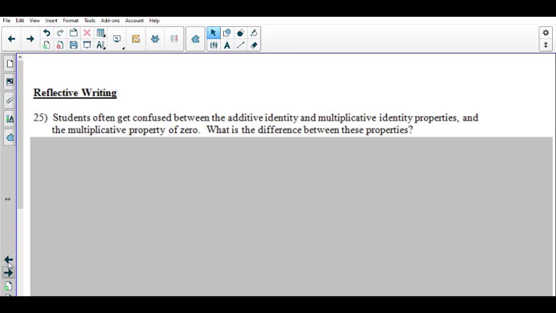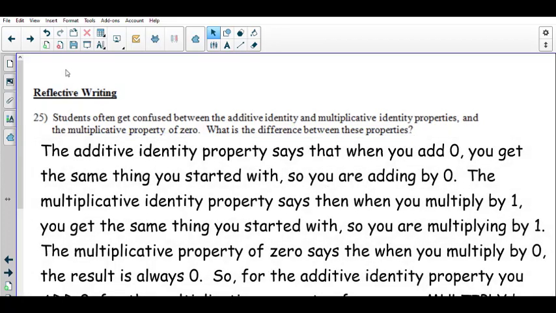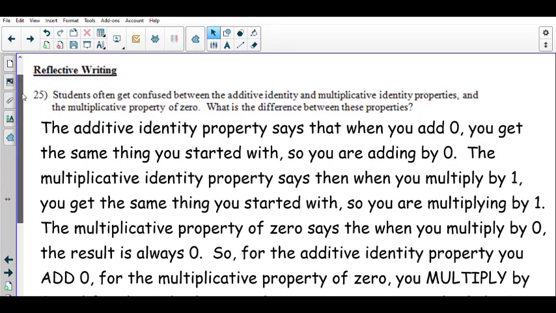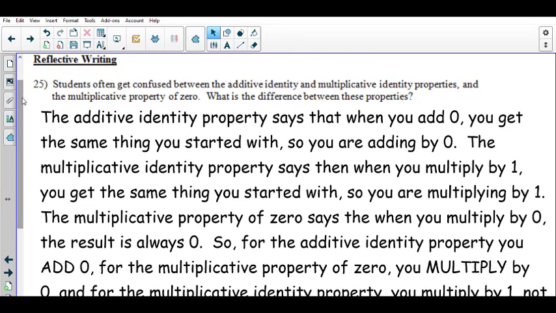Number 25 says, students often get confused between the additive identity and multiplicative identity properties and the multiplicative property of zeros. There's a lot of big words there. What is the difference between these properties? Now, I made a really long, in-depth explanation here. This would obviously take you guys quite a bit of time to jot down in class. And whenever I ask students about this, we often have students explain their thoughts. They may even write out their thoughts. It may not be quite as detailed as this.